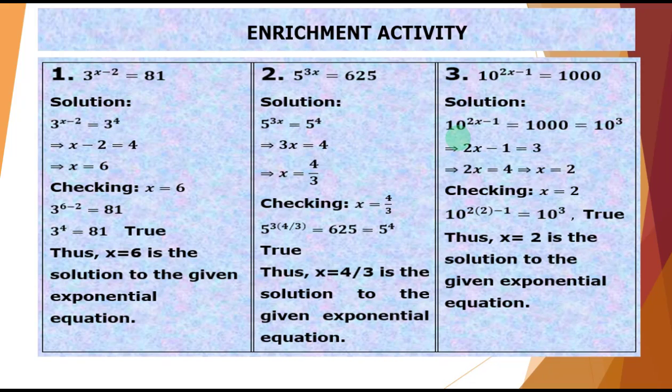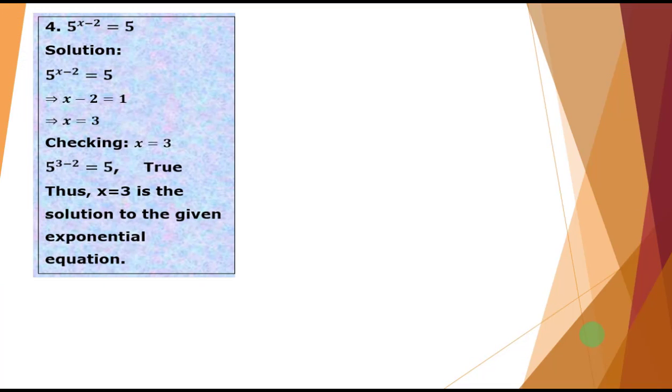Then, these two expressions have already the same base, so the exponents must also be equal. So 2x minus 1 equals 3. Solving for x, we have 2x equals 4, giving us x equals 2. Then checking, 10 raised to 2 times 2 minus 1, that's 10 raised to 3, it's true. Thus, x equals 2 is the solution to the given exponential equation.